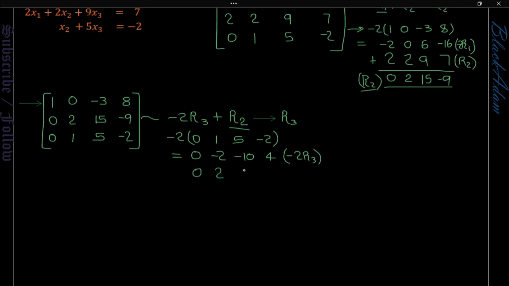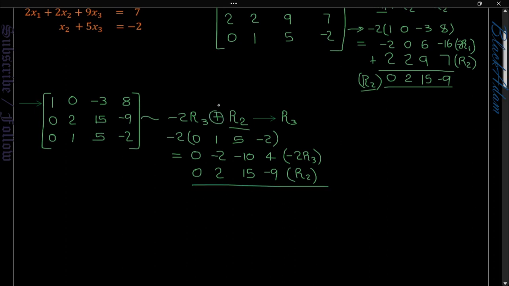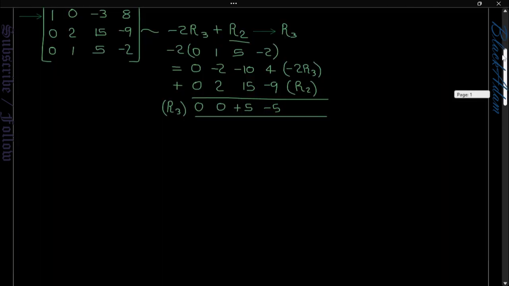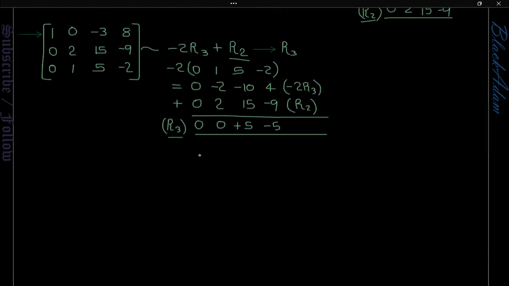We have 0 there, we have 2, we have 15, negative 9. So that's row 2. And once again, we add, as in the expression above. So there we're adding, and 0, negative 2 plus 2 is 0, negative 10 plus 15 is positive 5, and 4 plus negative 9 is going to be negative 5. Okay, that's positive 5, negative 5. And all that we replace in row 3. Okay, so we are only replacing row 3.